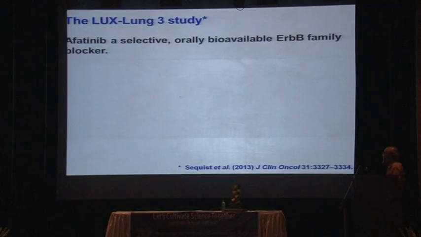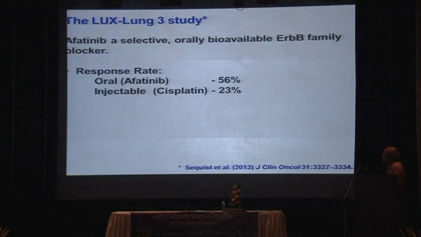So there are drugs that have been discovered that will work against a mutated EGFR, and the response rate... this is an oral drug called afatinib, and the injectable one is called cisplatin. This is a platinum-derived drug molecule.